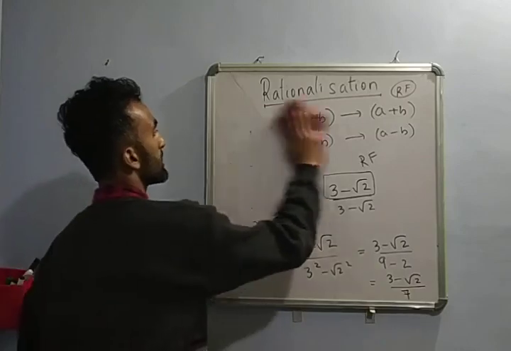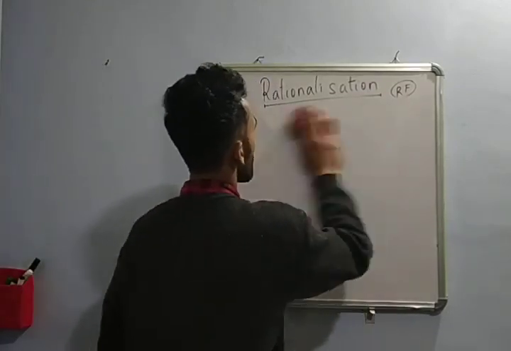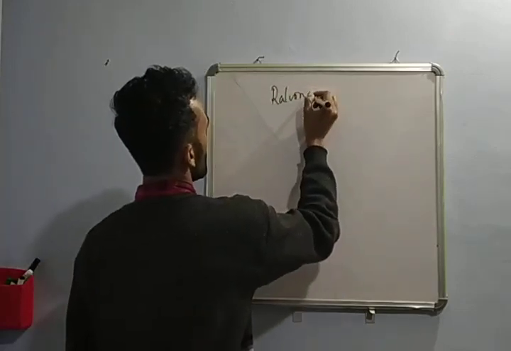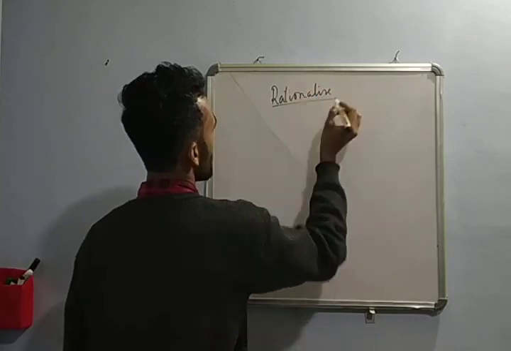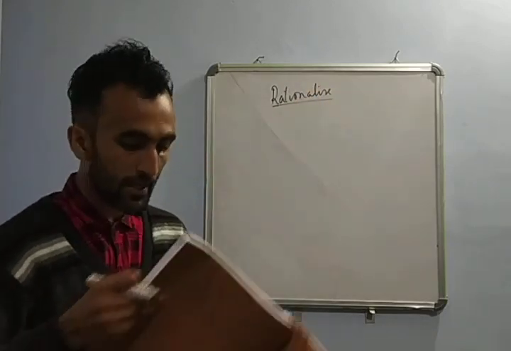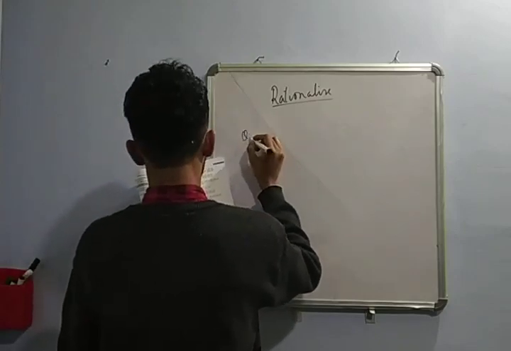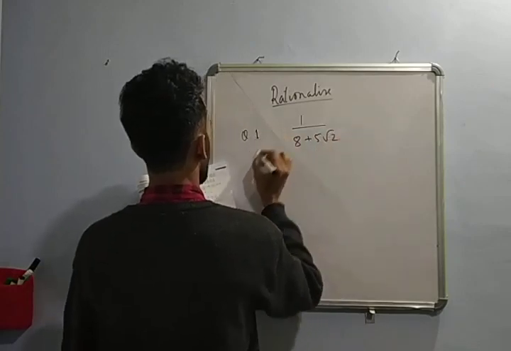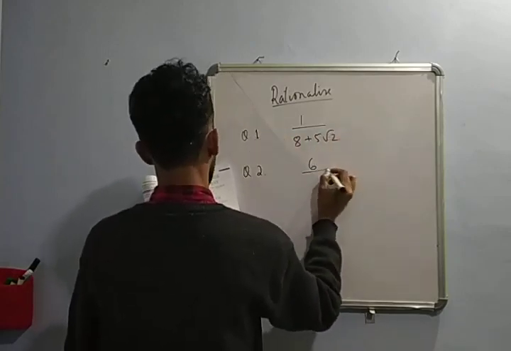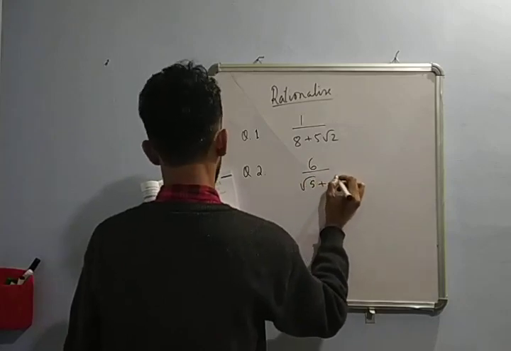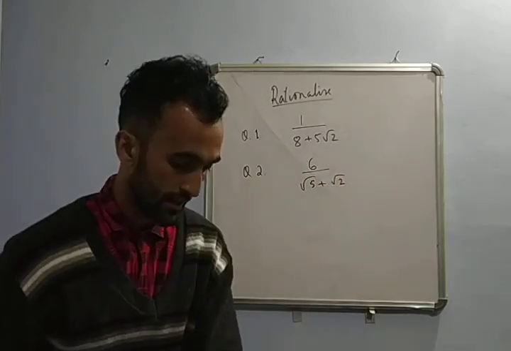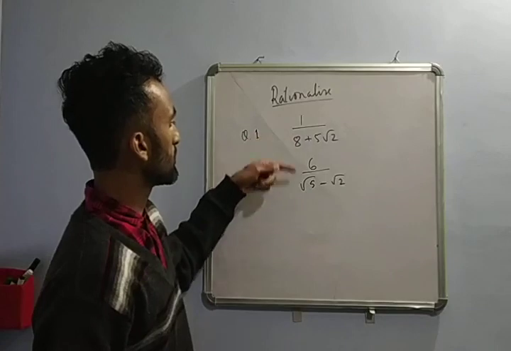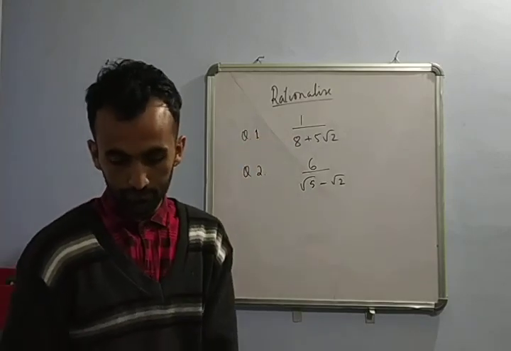One more question before I wind up. Rationalize. Rationalize means you have to rationalize the denominator, remember. Question number 1 is 1 by 8 plus 5 root 2. And question number 2 is 6 by root 5 plus root 2. You rationalize these two. This will be your work.